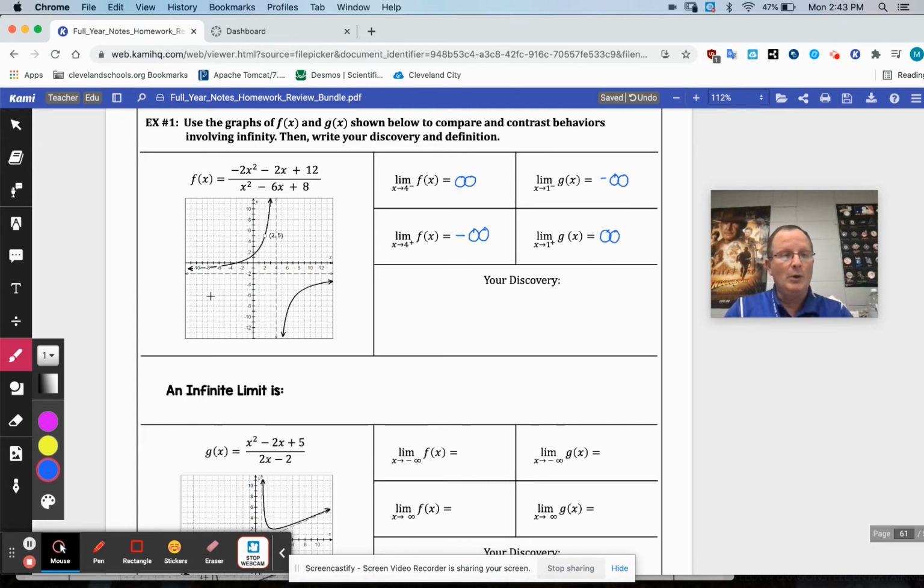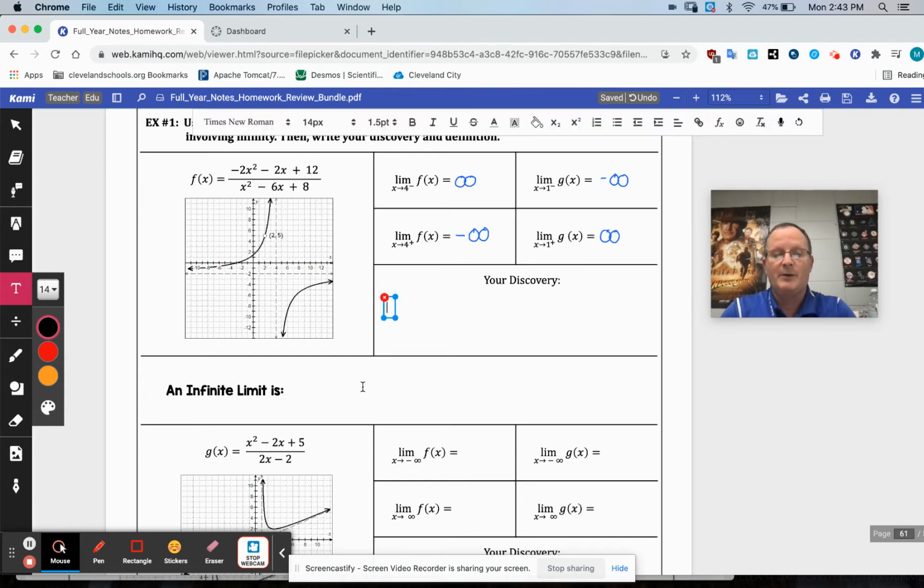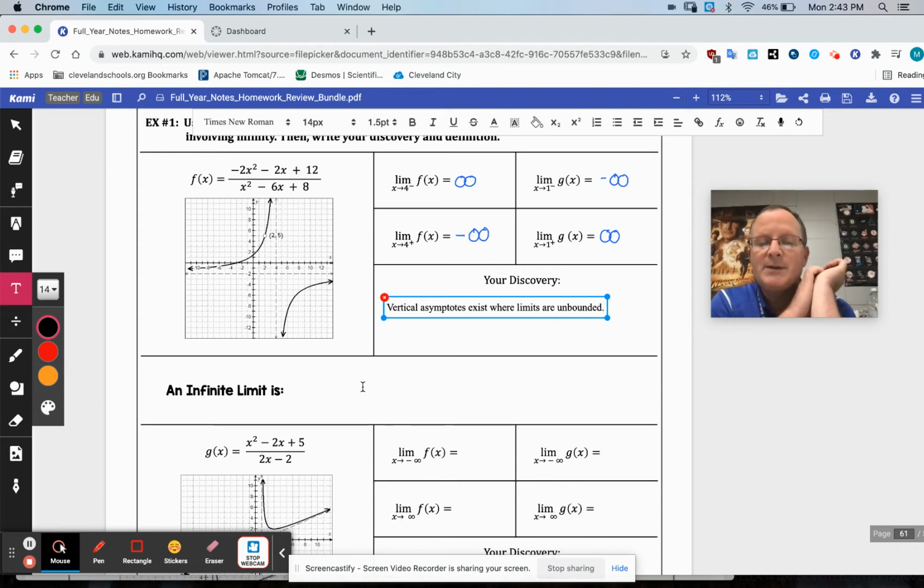Okay. And so then it's like, what do you gather from that? Well, from that, we know that both of those were caused by vertical asymptotes. Vertical asymptotes exist where limits are unbounded. That means you've got an infinity or a negative infinity.